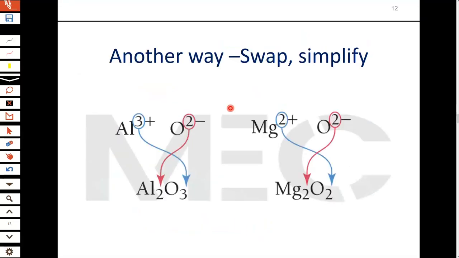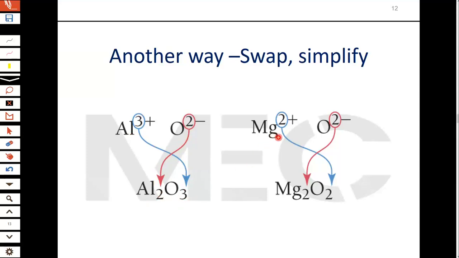Another way is swapping the charges and then simplifying. For example, in the aluminum oxide, aluminum has a positive 3 charge and oxide has a negative 2 charge. We swap the numbers. We'll give the charge of aluminum to the oxygen. We'll give the charge of the oxygen to the aluminum, and then if acceptable, we simplify it.